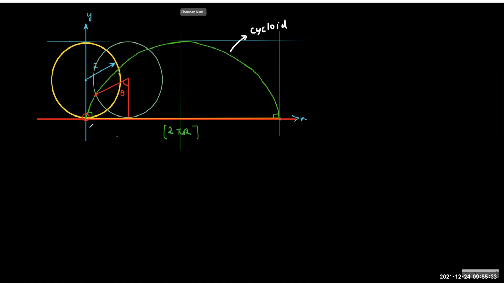So this length must be how much? Can you guess this length? It will be r theta. R theta, exactly. This is r theta, and this is the center of the circle. So if I take the point and call its coordinates x comma y, can you tell me what is the value of x and what is the value of y? The x coordinate, how much? Anyone?